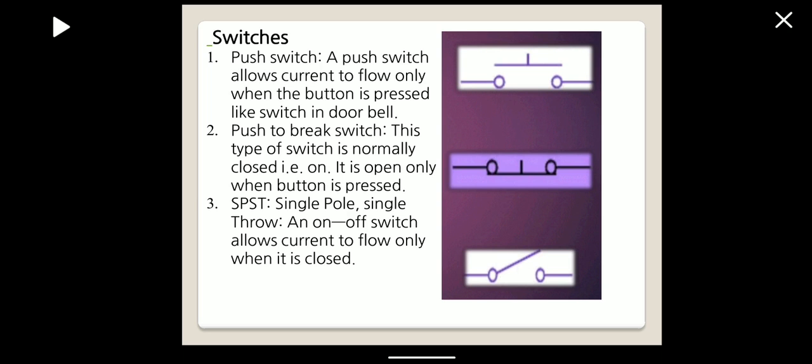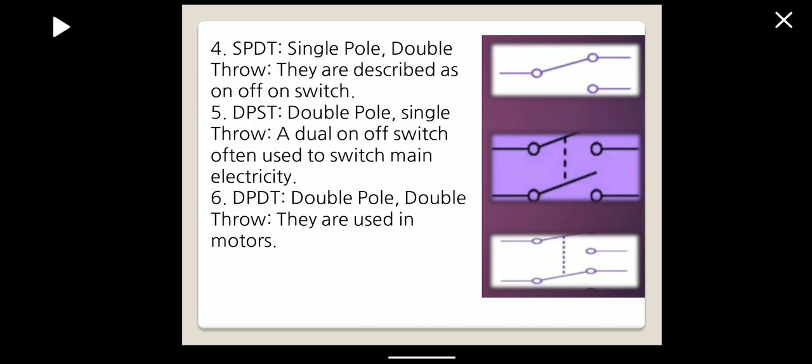It is open when the button is pressed. Then SPST, single pole single throw switch, an on and off switch, allows the current to flow only when it is closed. Next switch is SPDT, single pole double throw switch. They are designed as on off on switch.